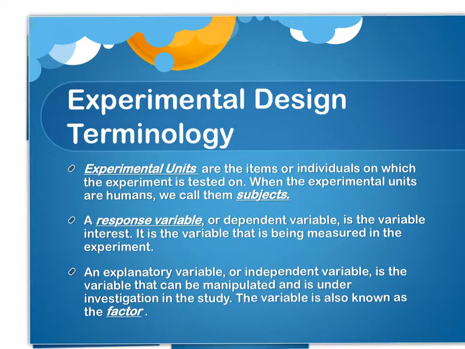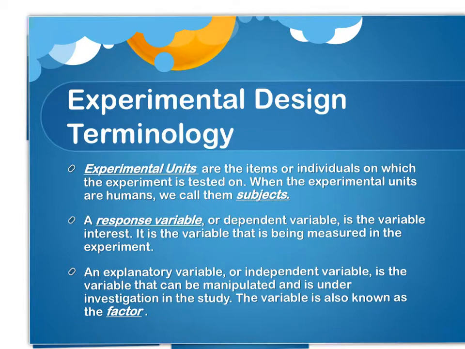The next thing, the variable that is being studied or that we have an interest in, is called the response variable. It's the variable that we're actually measuring. The response variable is the variable that is under investigation. The variable that can be manipulated is called the explanatory variable, also known as a factor. These are your independent variables, and they're the variables where, as you change this variable, we ask what's happening to the response?